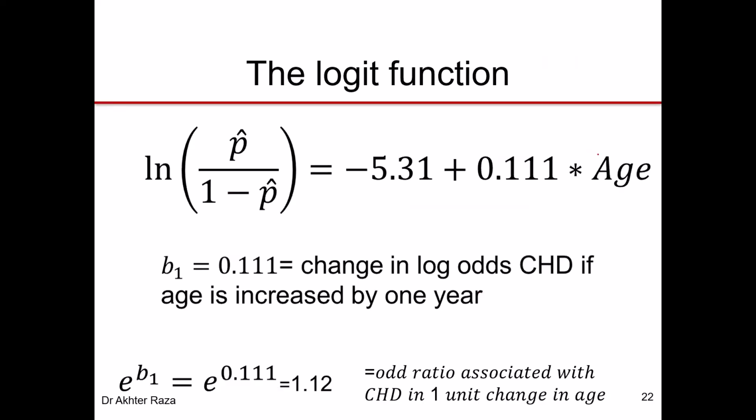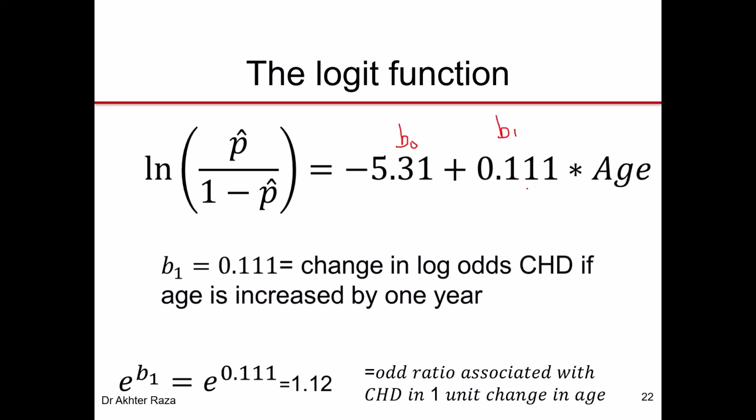If I put any specific age, suppose 30, so 0.11 into 30 minus 5, this value will be equal to ln p upon 1 minus p. But instead we are describing the betas here. This is the estimate of beta naught. This is your estimate of B1.